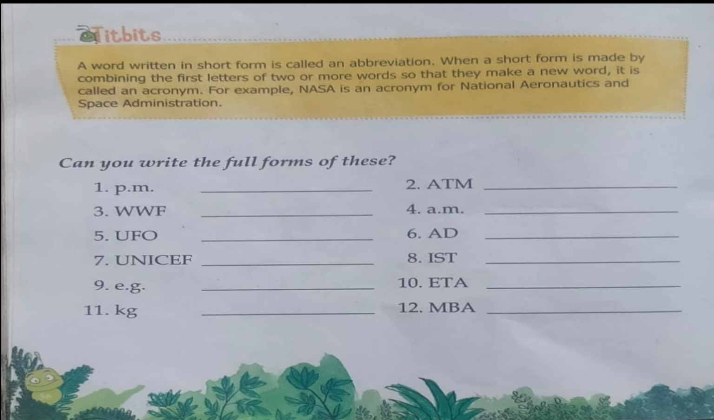Yes. Let's read this. A word written in short form is called an abbreviation. When a short form is made by combining the first letter of two or more words so that they make a new word, it is called an acronym. For example, NASA. NASA is an acronym. National Aeronautics and Space Administration, right? And abbreviation is a word written in short form. Alright, so here you will find a combination of both abbreviations and acronyms.